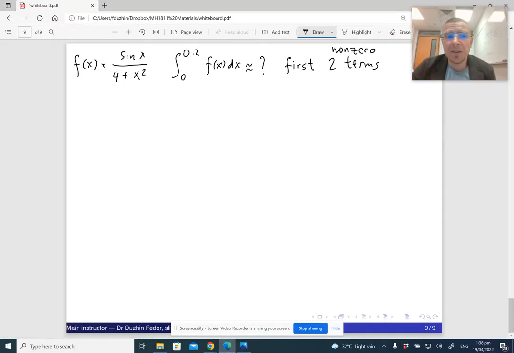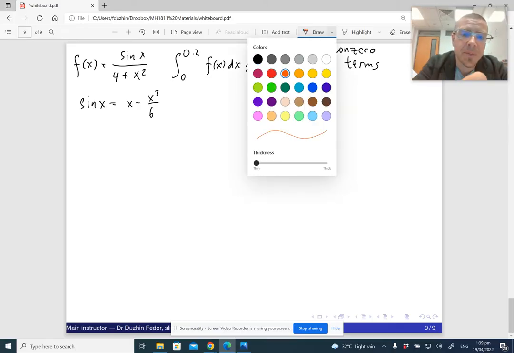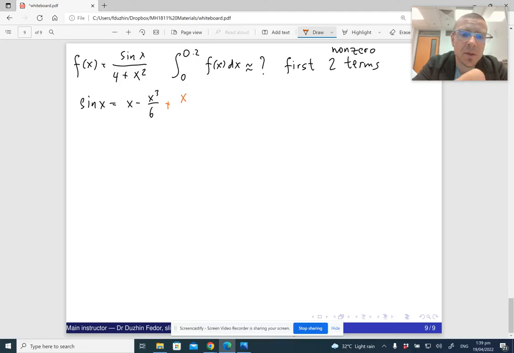So I think it is easier to use the Maclaurin series for sine x and the Maclaurin series for 1 over 4 plus x squared. Let me explain what I mean. What is sine x? Notice that we are interested in the first two non-zero terms. So sine x is x minus x cubed over 6, plus x to the 5 over 120, plus some higher order terms.